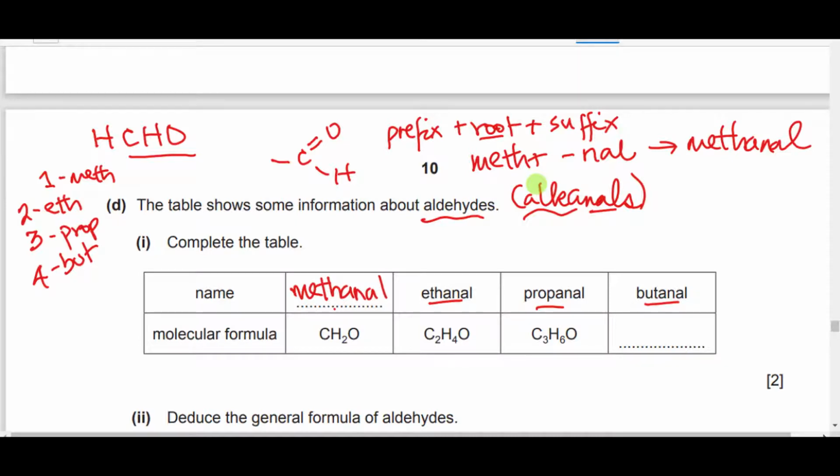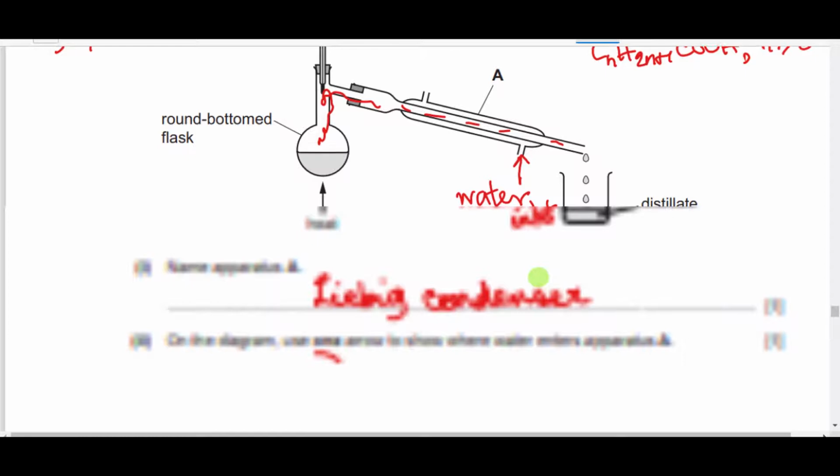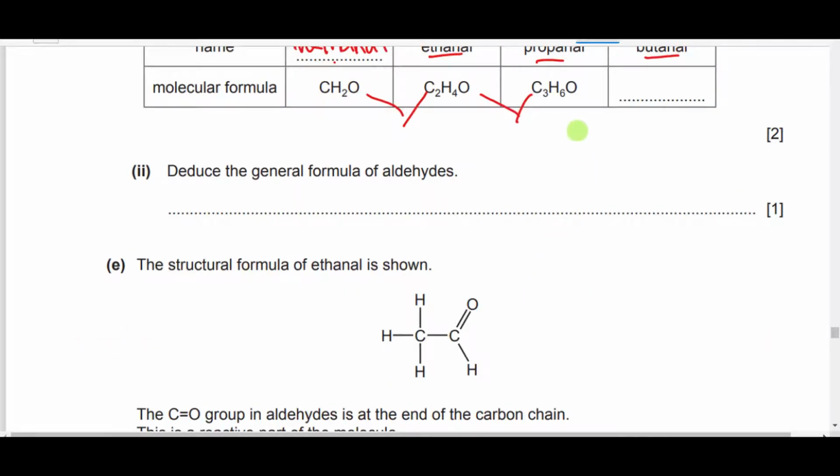So remember, this is a homologous series. What we did above, we worked out the first 3 members. Now they want us to produce the 4th member. And we have already stated that the difference between each successive member is CH2. So if we add CH2 to the 3rd member, what will we get? That will be C4H8O.